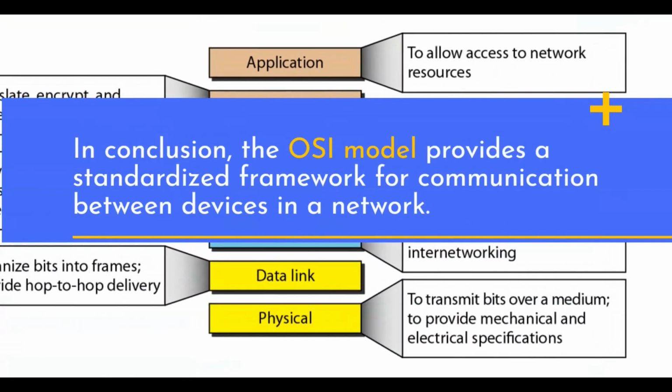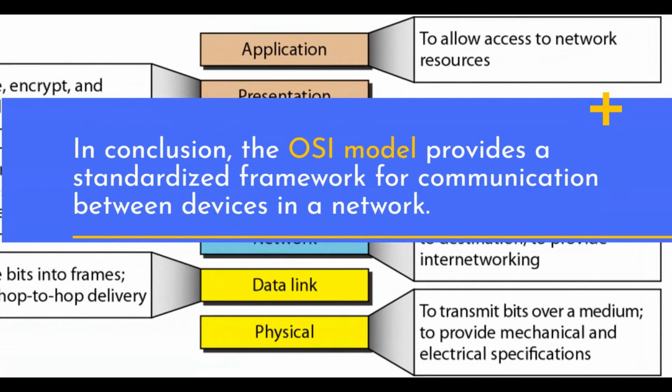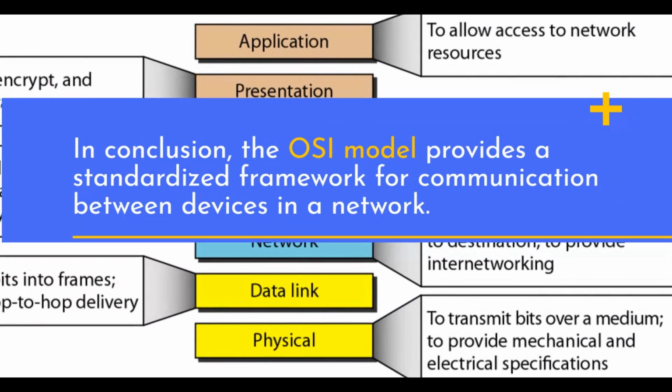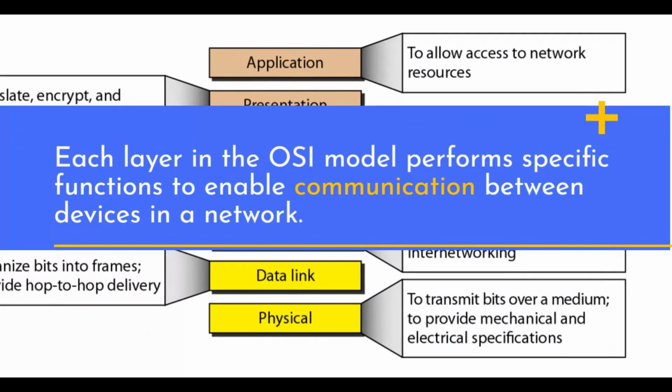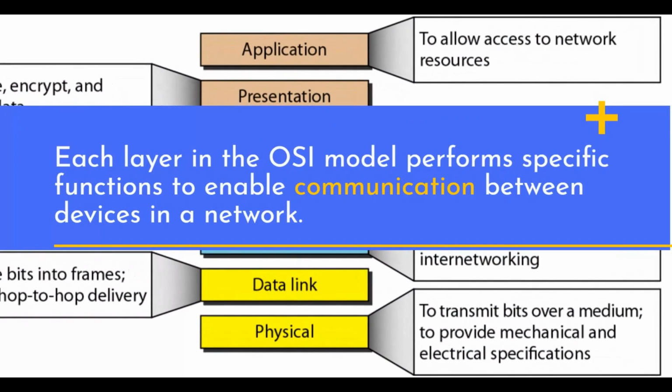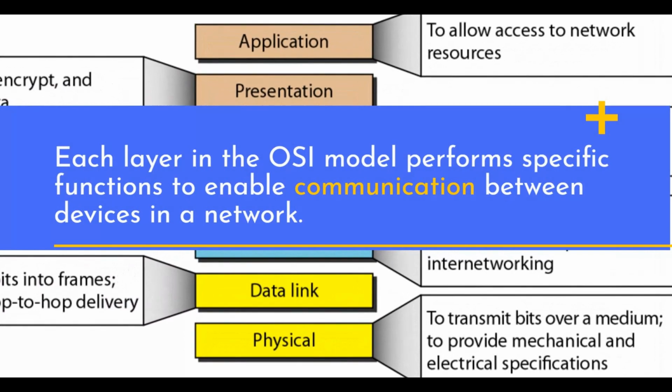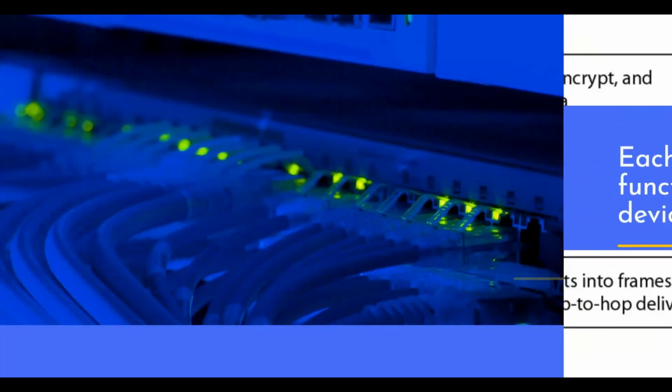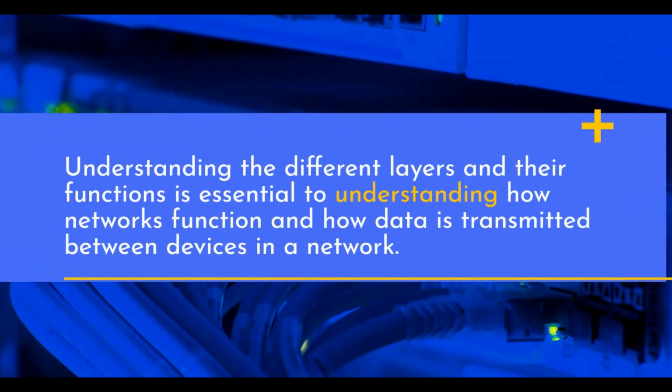In conclusion, the OSI model provides a standardized framework for communication between devices in a network. Each layer in the OSI model performs specific functions to enable communication between devices in a network. Understanding the different layers and their functions is essential to understanding how networks function and how data is transmitted between devices in a network.